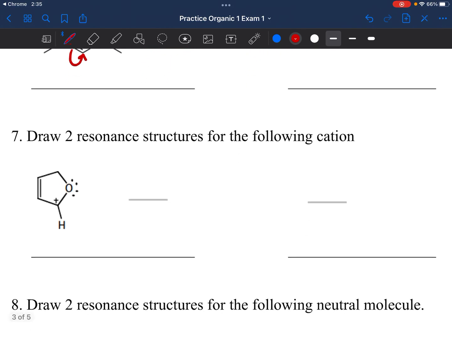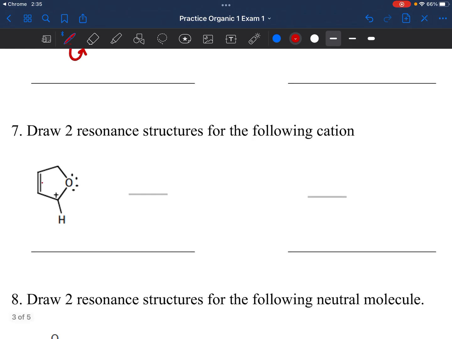When we have a cation here, we have two different patterns. I have an allylic carbocation, and I have lone pairs next to a cation. So I'm going to start with the allylic carbocation, and I'm going to move the electrons from the double bond to the single bond that has the carbon with the plus charge. I didn't touch the oxygen, so I'm going to leave that alone. And now I have a double bond here.